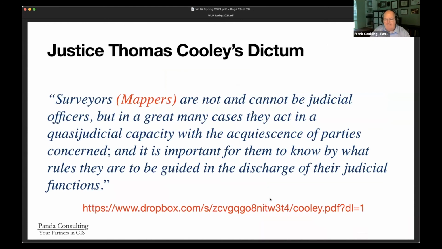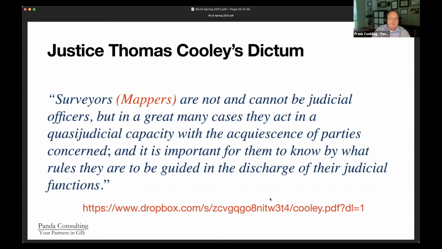Justice Cooley made a speech to a group of surveyors in Wisconsin, I think in 1881. He was talking about what surveyors, and I've included mappers here, should be thinking about when they attempt to generate a map of where something is located. It basically says that surveyors, and again, I introduce mappers, are not and cannot be judicial officers, but in a great many cases, they act in a quasi-judicial capacity with the acquiescence of parties concerned.